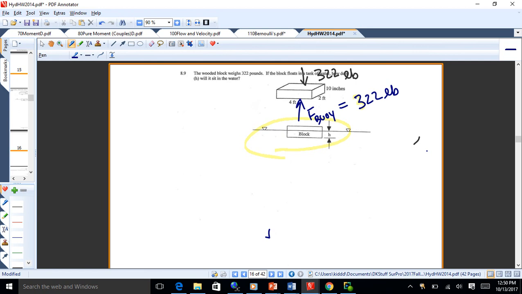How much of the block needs to be submerged to produce 322 pounds of buoyancy or pressure? Buoyancy is a force. Force is pressure times area. You kind of think of it as a pressure differential in a way. There are different ways to define it. In this instance, I'd look at buoyancy as more of a force, look at how it's calculated, and then from there work back into how much of that board needs to be submerged.